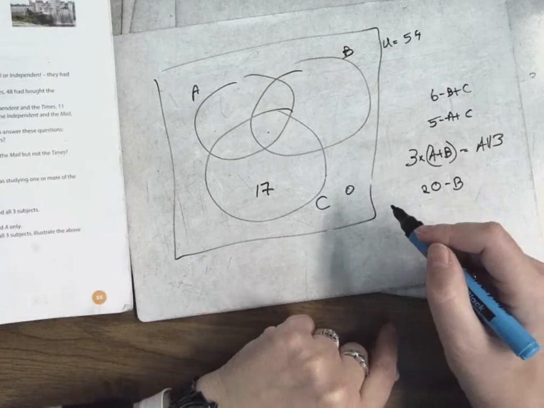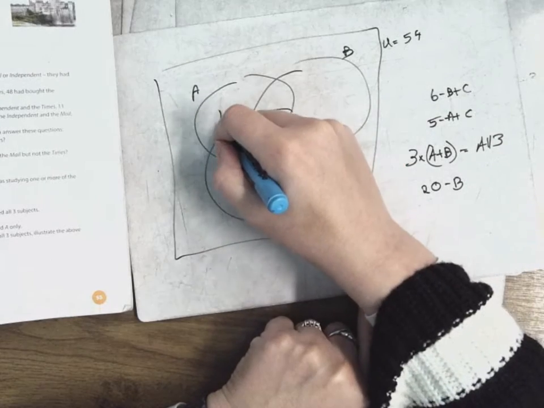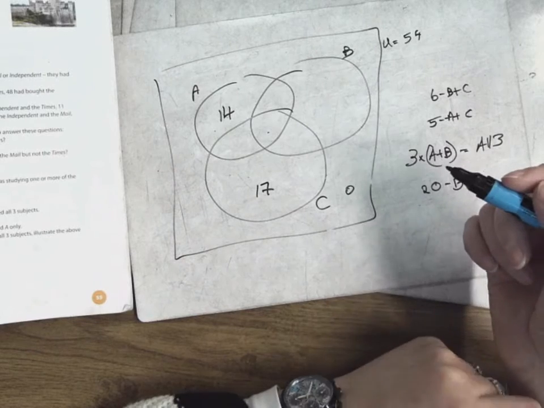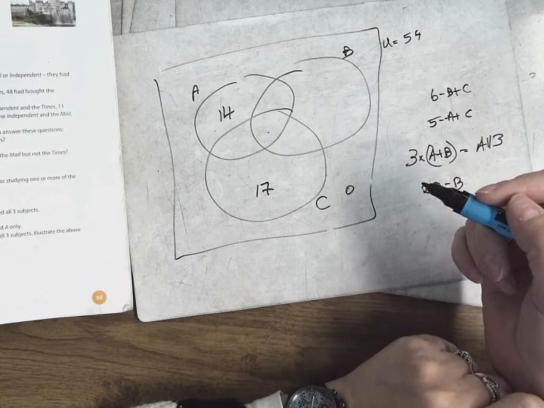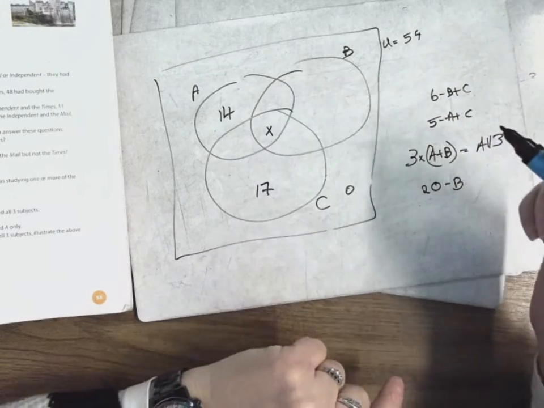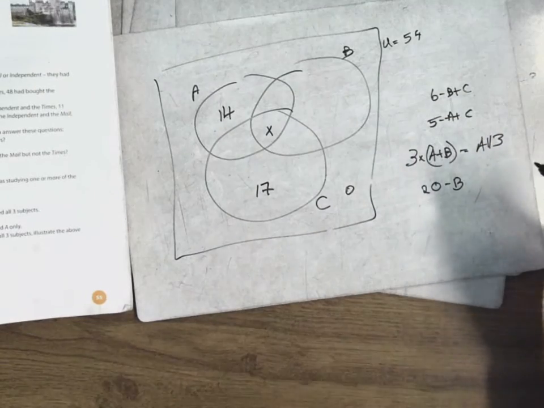Okay. 14 students studied A only. So I can definitely put that in. The word only is very important there. Right. Using X to represent those students who studied all 3 subjects, illustrate the above information on a Venn diagram.